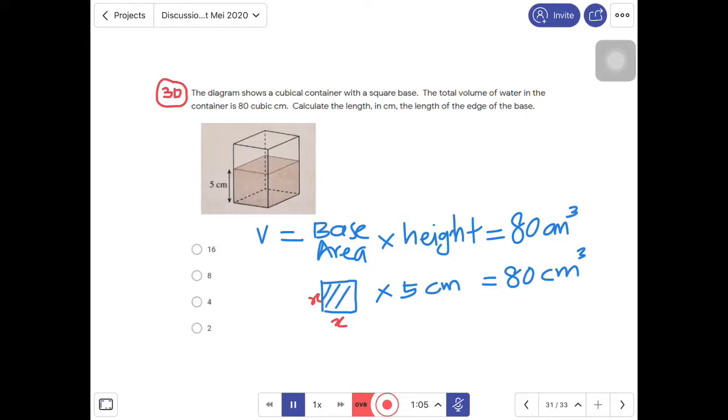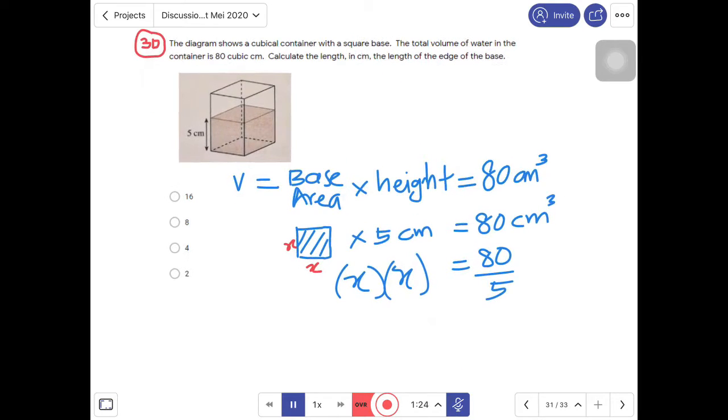So what is the area? So we multiply x by x is x squared, and then 5 here, you divide 80 divide 5, and here x squared equals to 16 centimeter, and x equals to square root 16 is equals to 4 centimeter.